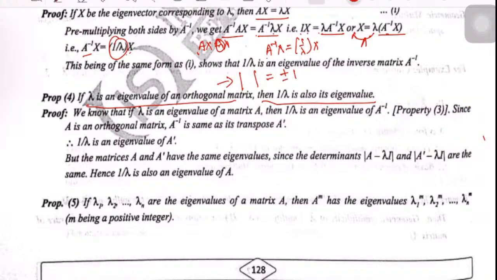Here we are going to prove that if lambda is an eigenvalue of A, 1 by lambda is an eigenvalue of A inverse. We know this. We are going to prove 1 by lambda is an eigenvalue of an orthogonal matrix. Since A is an orthogonal matrix, A inverse is nothing but its transpose, by the definition of an orthogonal matrix. So A inverse is nothing but A transpose. Then 1 by lambda is the eigenvalue of A transpose. But matrices A and A transpose have the same eigenvalues. So if A has an eigenvalue, A transpose has the same eigenvalue.